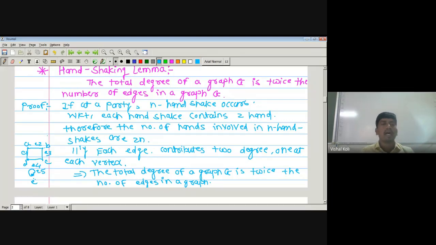So from this, whether an edge is a loop or a line, it contributes 2 degrees. Therefore, the total degree of a graph G is twice the number of edges in G. That is, if there is a graph which contains n vertices and q edges, then its degree must be 2q, that is, twice the number of edges in graph G.